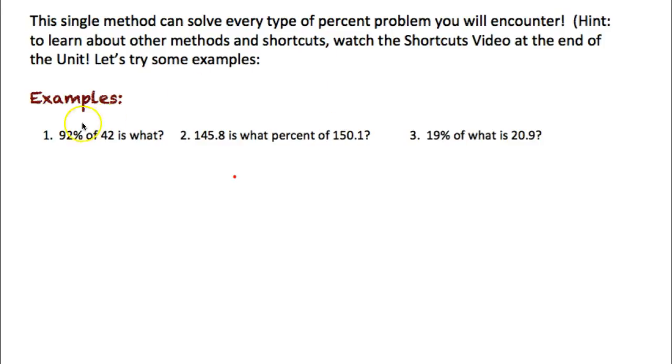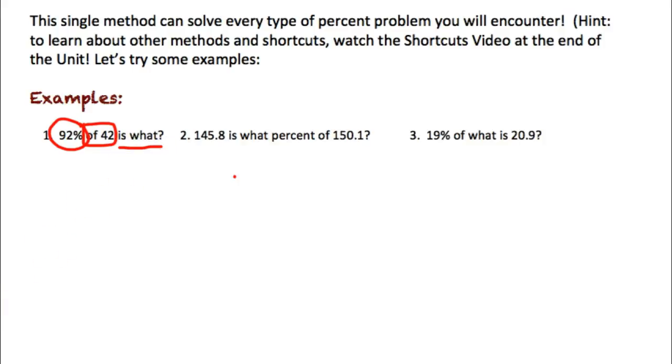First example, 92% of 42 is what? So I'm going to write out the proportion, but before I do that, I want to annotate the text. So I want to circle some things, box something, and underline something. Every time I do this, I'm going to circle the percent. This is 92%. Where it says of, I'm going to box that. And where it says is, I'm going to underline that.